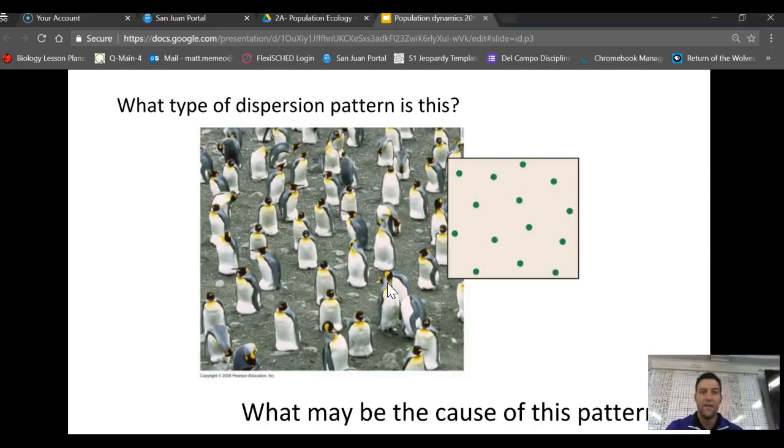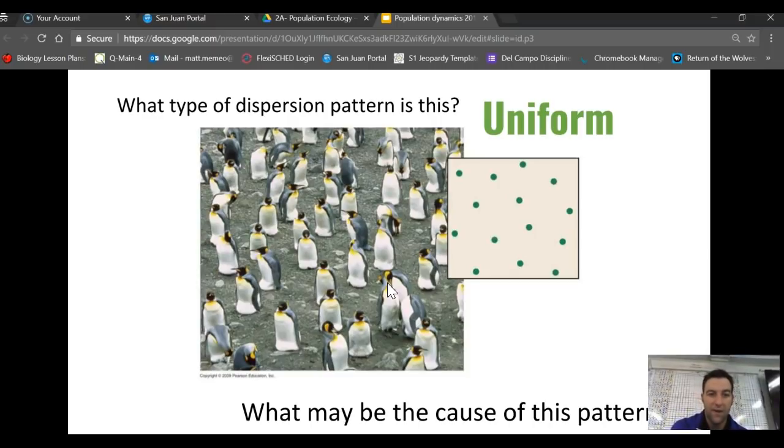Another type of pattern that we see in nature is going to be represented by these penguins here in this picture. And you can see by the little diagram there, they're kind of evenly spaced. So make sure we write down this question. What type of pattern would this be? And then what may cause this pattern? So this pattern would be uniform, and the reason why we see this would be a lot of times due to territory.